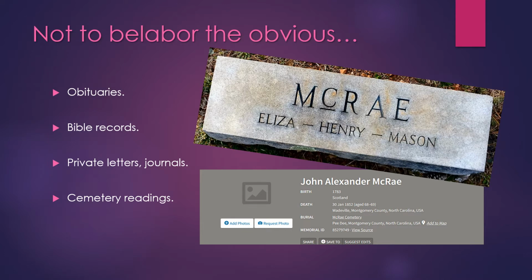For instance, you always want to get a copy of the pages from a Bible record. See if they are written by the same individual throughout. From the publication date of the Bible, you might be able to tell whether the record was contemporary to the events it was describing or not. And if not, is this a copy of an older record or merely a recollection?